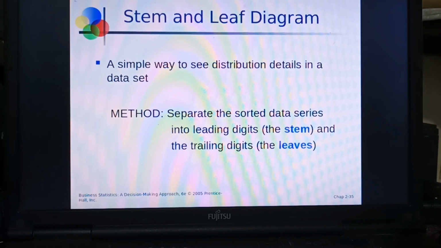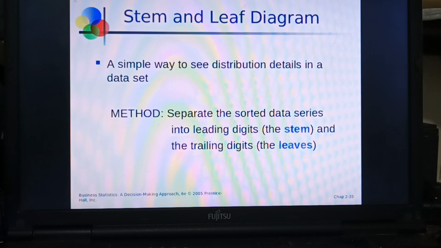Now let's continue with our lecture number 4. Let's continue with this stem and leaf diagram. What is this stem and leaf diagram? It's a simple way to see distribution details in a data set.